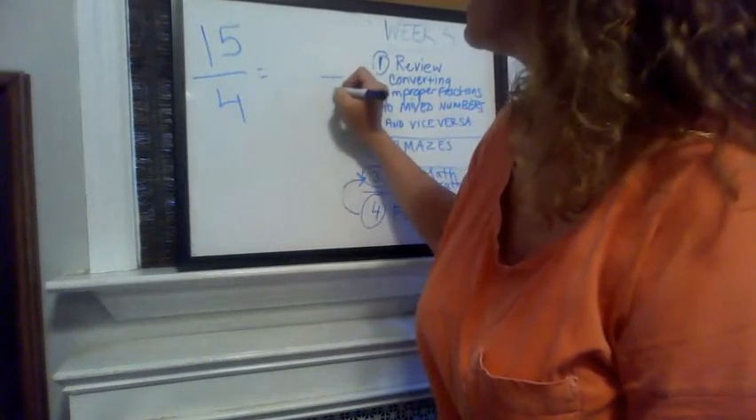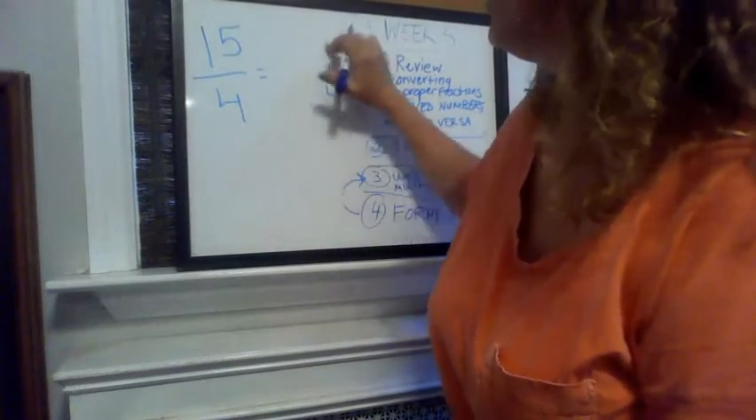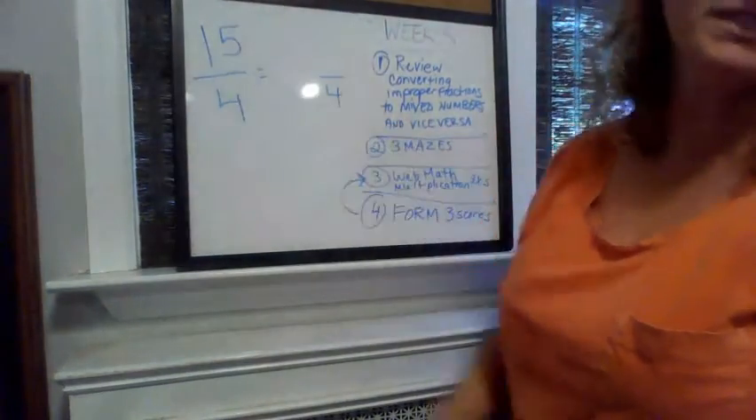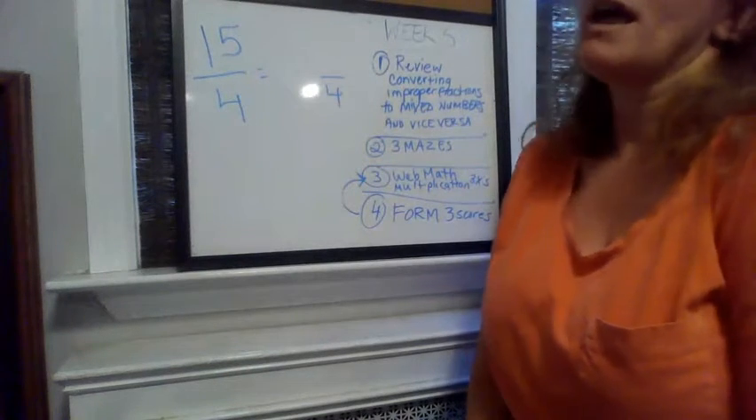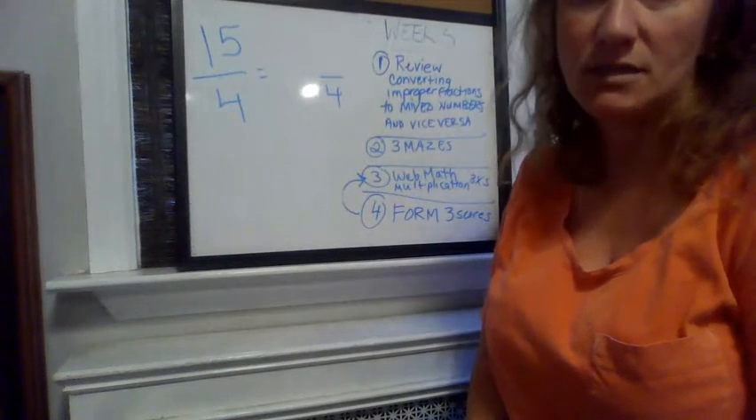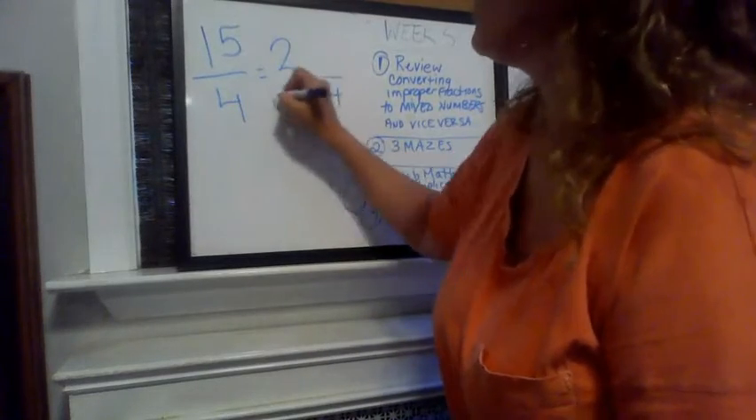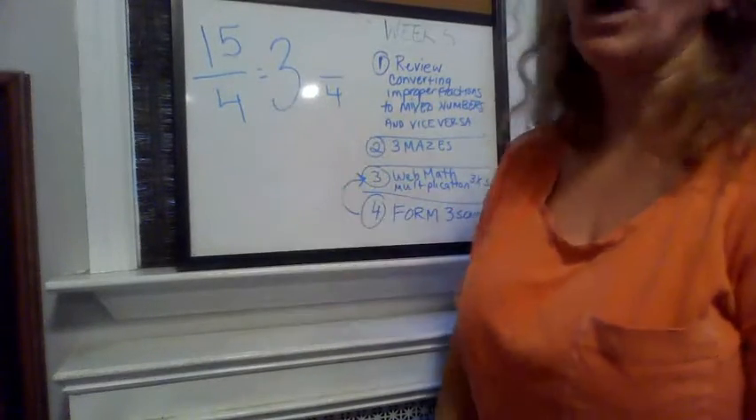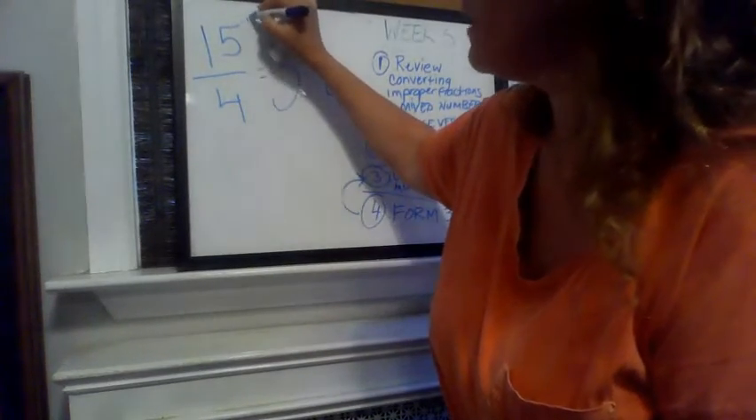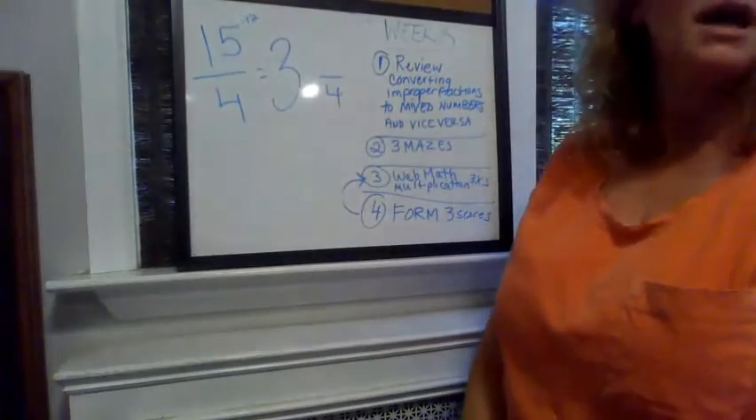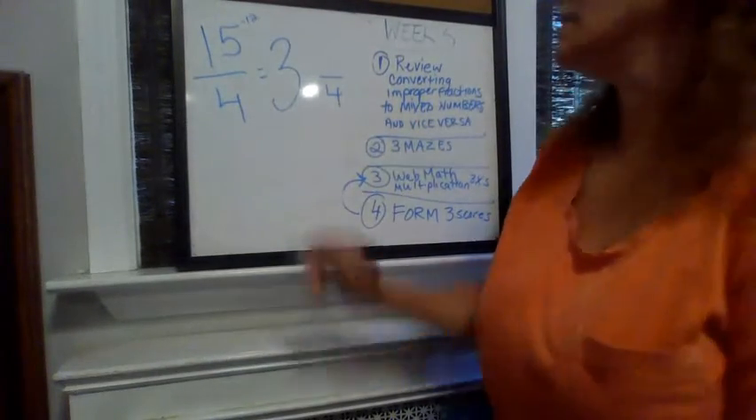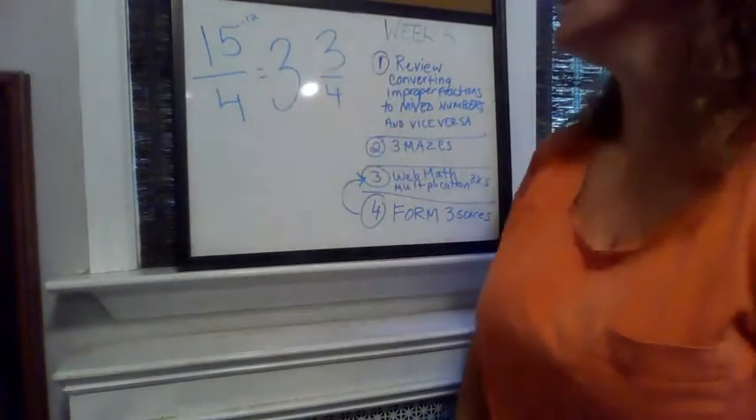Okay, denominator is going to stay the same. First, we're going to figure out the whole number and the numerator. So 4 goes into 15 how many times? Well, I always remember 4 times 4 is 16, so it's not that. So it must be 4 times 3. So I make the whole number 3. 4 times 3 is 12. So I'm going to say 15 minus 12. 15 minus 12 in my head is 3. So the answer is 3 3/4.